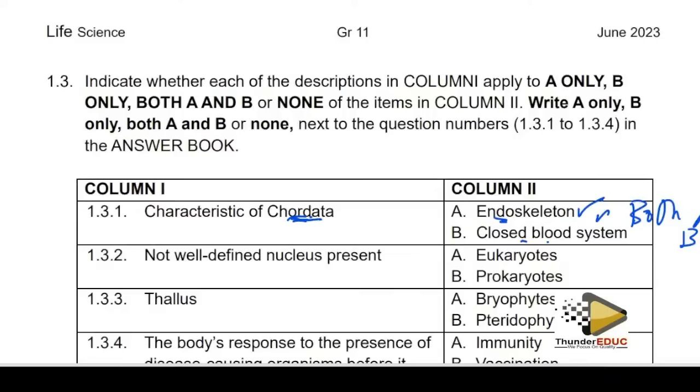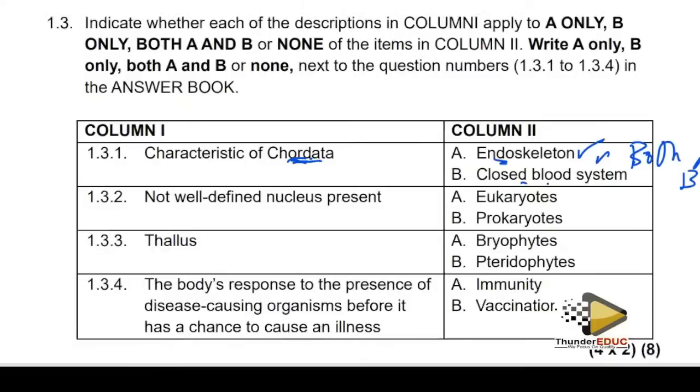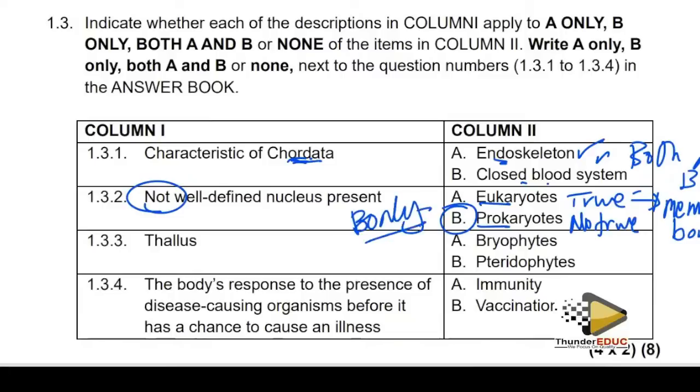They're saying not well-defined nucleus present. When you say not well-defined, it means that you don't have a true nucleus. Eu means true, true nucleus. Pro means before, meaning it has no true nucleus, meaning that the nucleus is not membrane bounded. So when you say not defined, it means that they are talking about B. So the answer becomes B only.